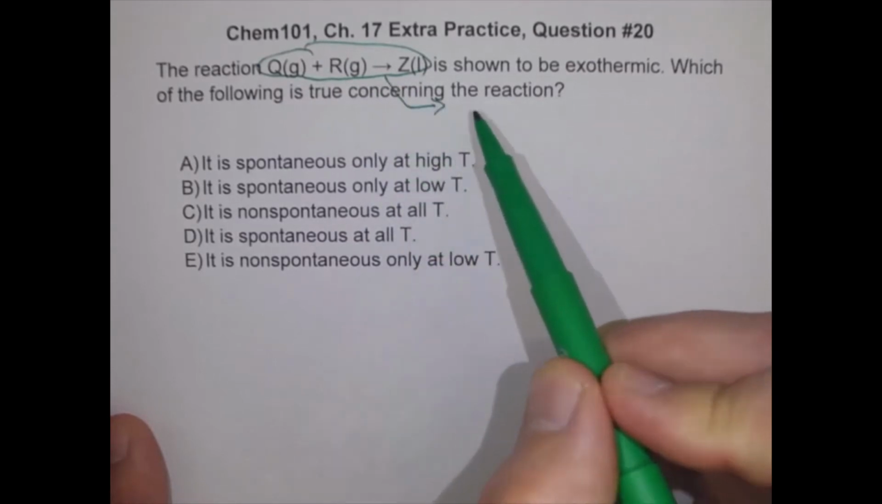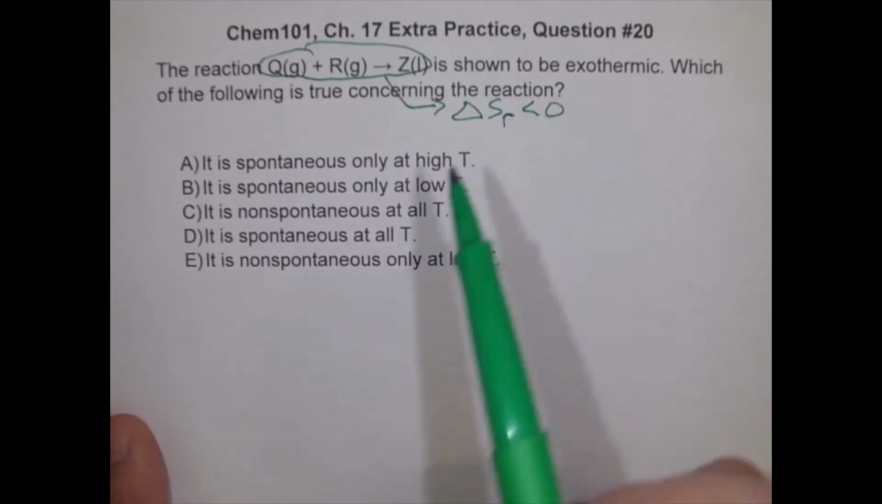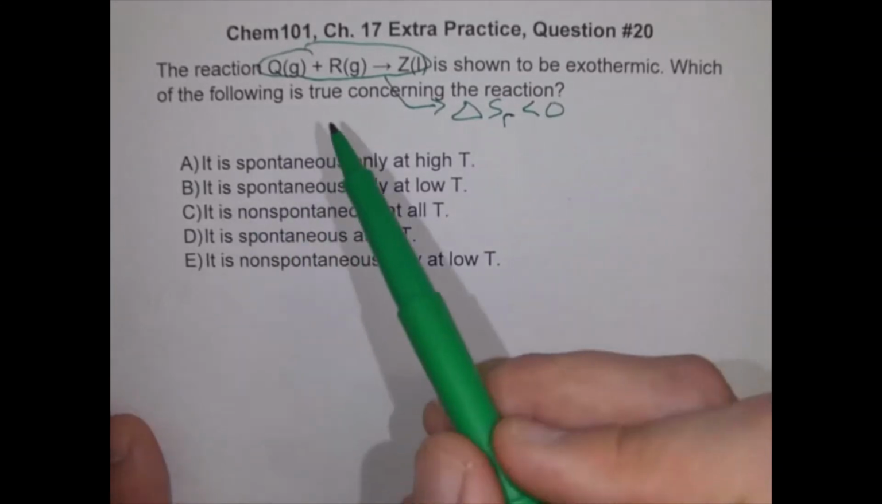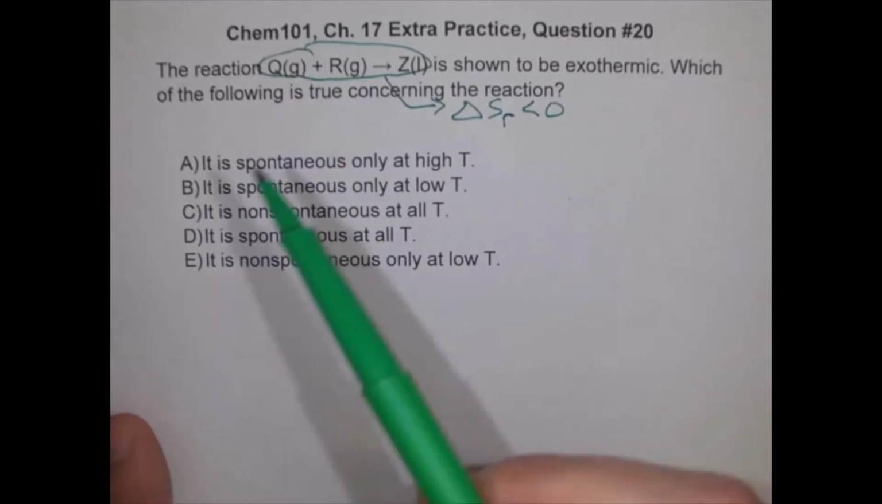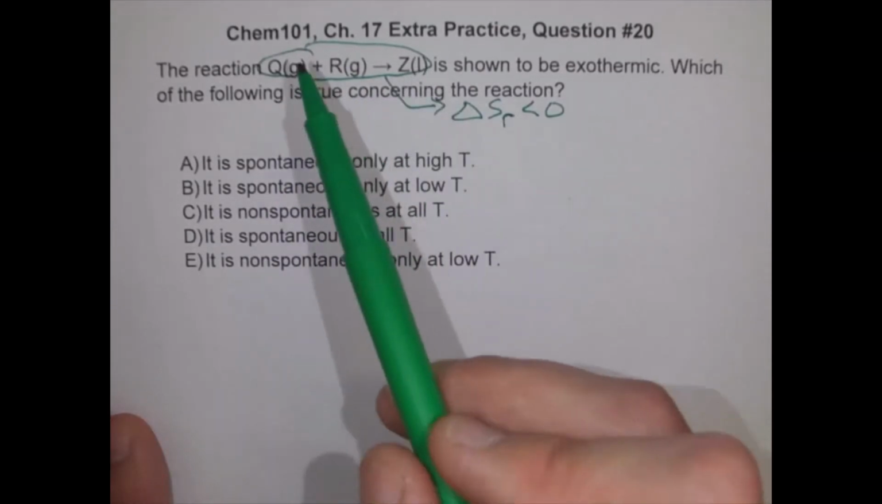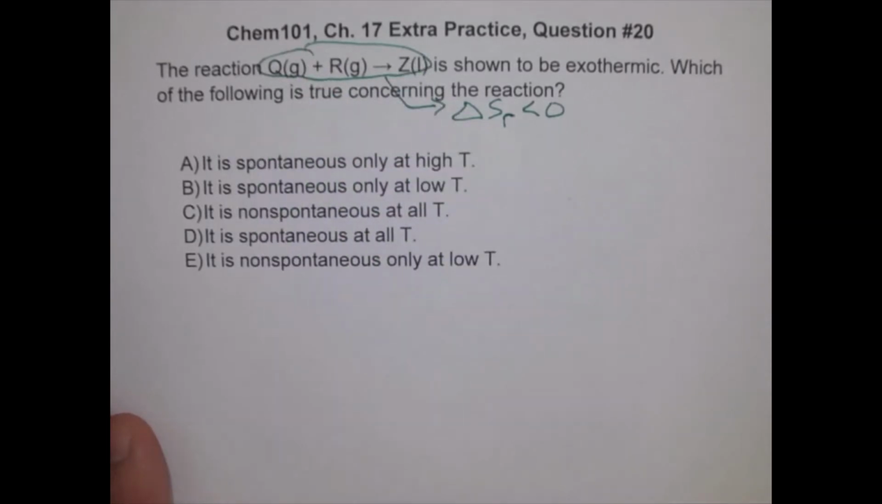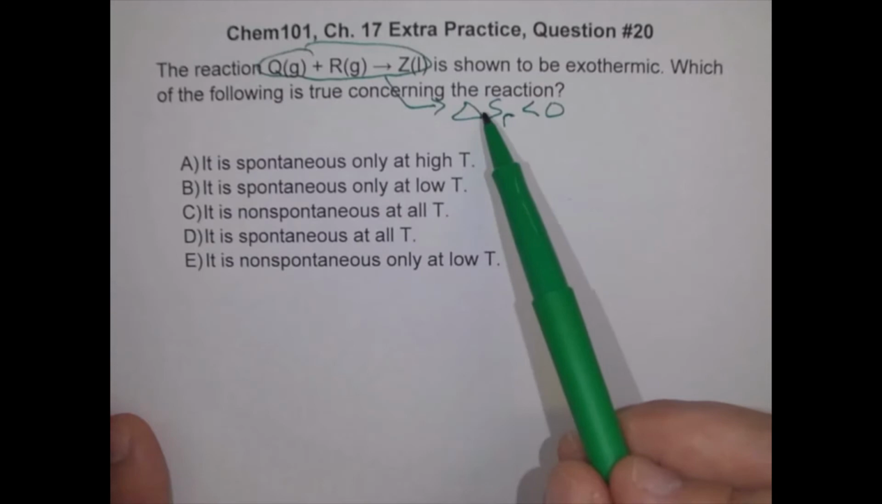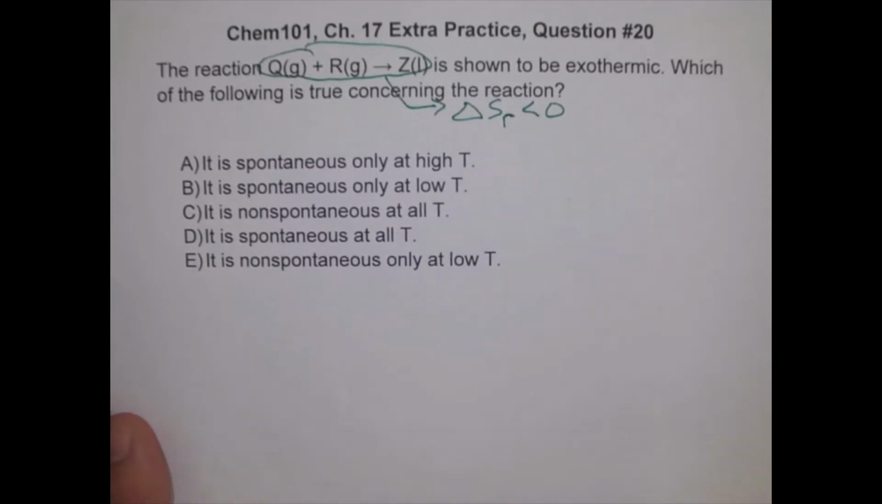So that means that the delta S of this reaction is going to be a negative number, less than 0. And I can say that because I know that gases have more entropy than liquids. And I also have a larger number of moles on the reactant side than I do on the product side. So that leads me to think that the delta S of this reaction, the change in entropy of this reaction, is going to be negative, less than 0.